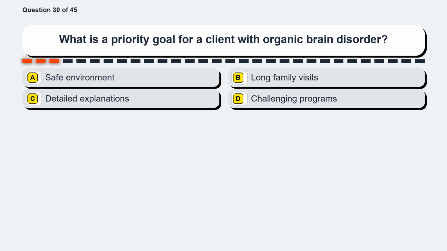Question 30. What is a priority goal for a client with organic brain disorder? Option A, safe environment. Option B, long family visits. Option C, detailed explanations. Option D, challenging programs.